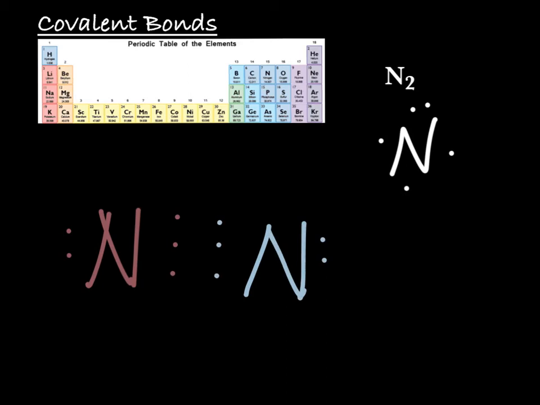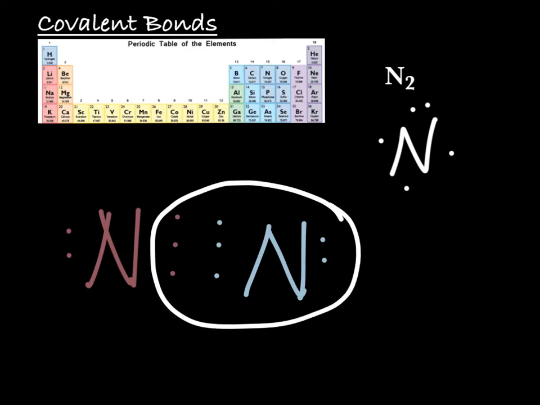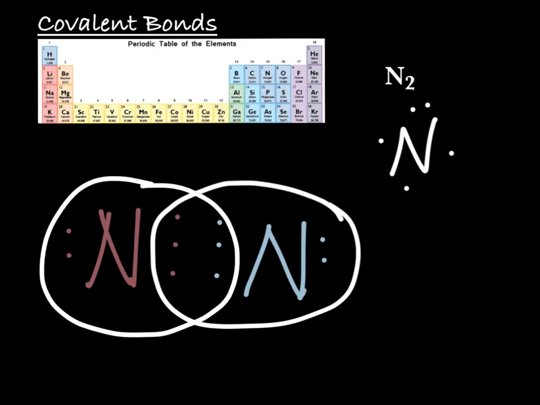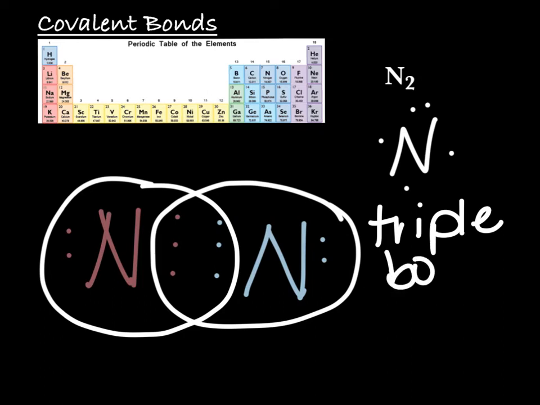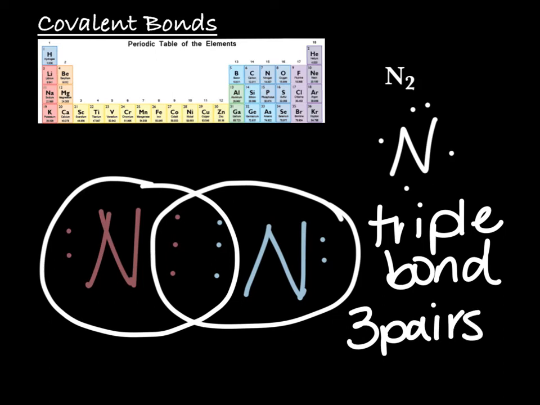There you go. Okay, and so I'm going to circle my electrons, count them up, make sure we've got 8 in the circle. 1, 2, 3, 4, 5, 6, 7, 8. Okay, 8 electrons, we're good to go. We do the same thing for the other nitrogen. Count them up. 1, 2, 3, 4, 5, 6, 7, 8. 8 electrons. Everybody's happy. And so this is called a triple bond. We're going to share 3 pairs of electrons, or 6 electrons.